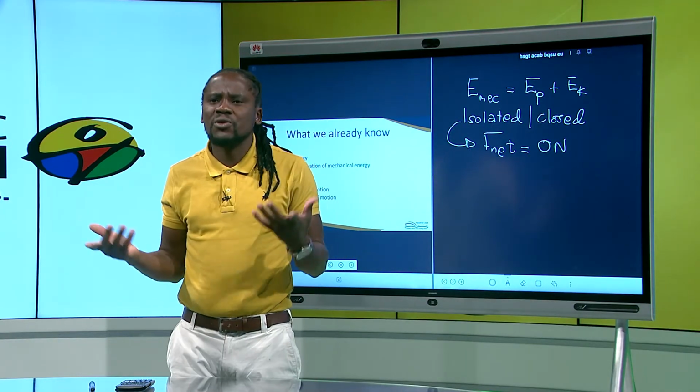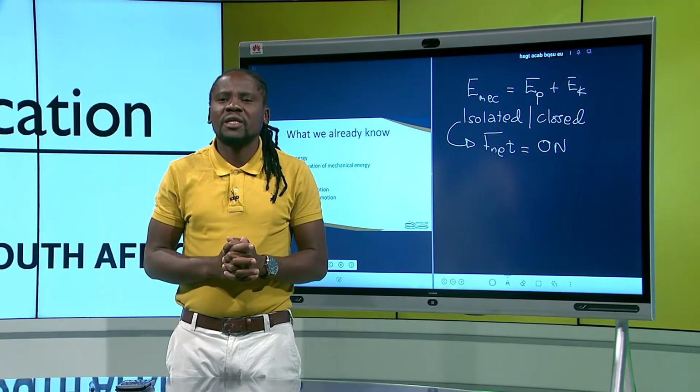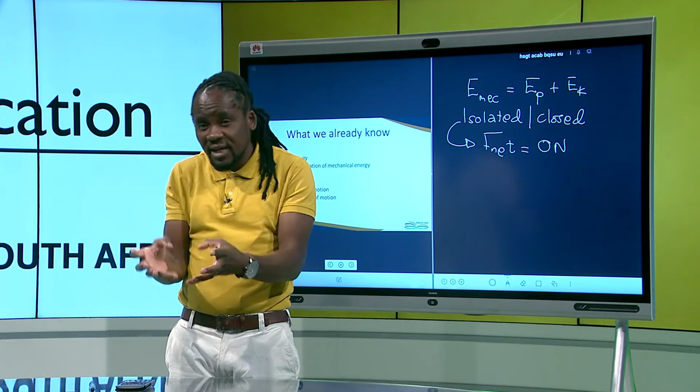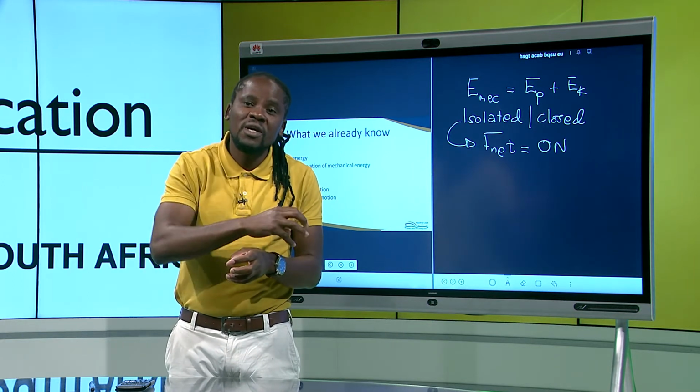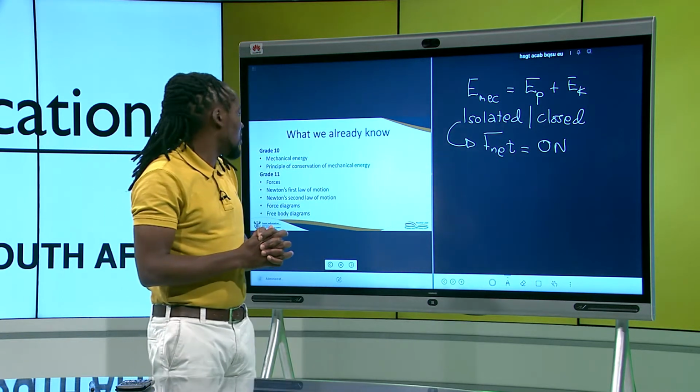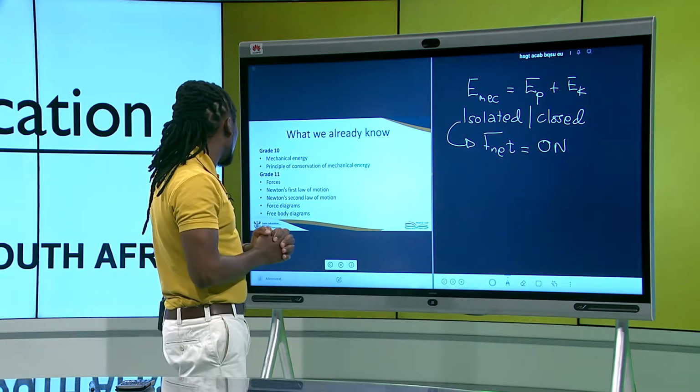We also looked at Newton's laws in grade 11, where we said that whenever there is a 0 net force on an object, the object maintains its position or it moves at a constant velocity as a result of the 0 net force acting on it. So that's Newton's first law, the law of inertia. All those ideas do come to mind.